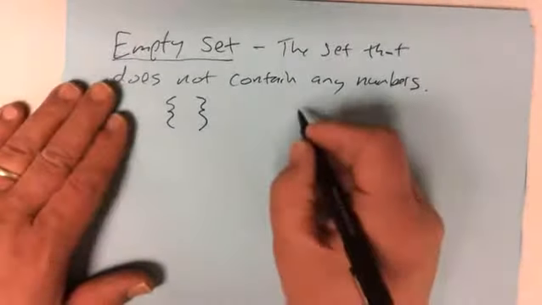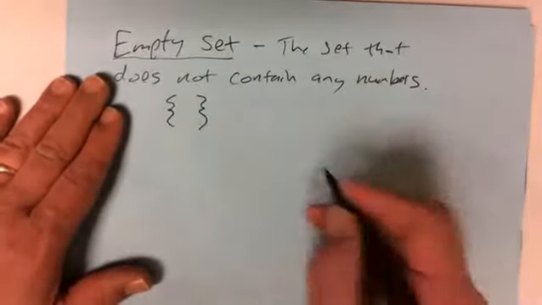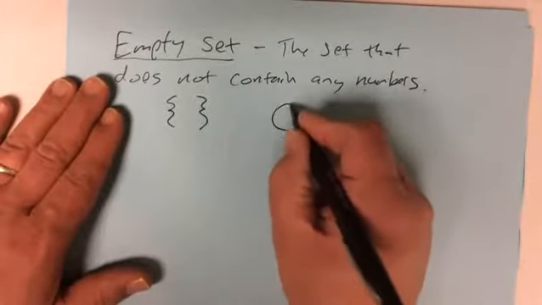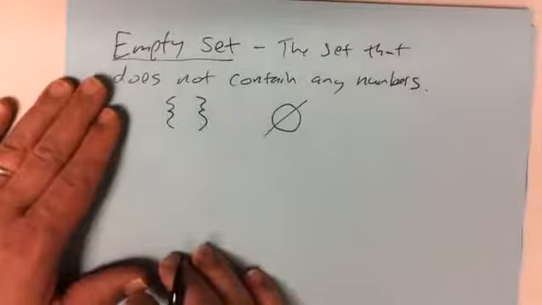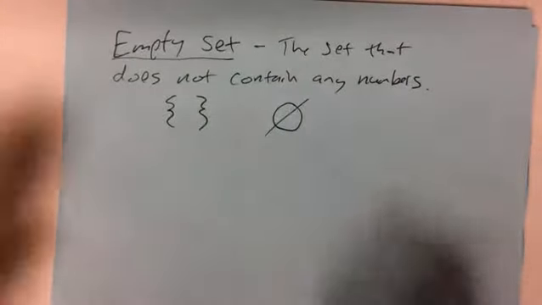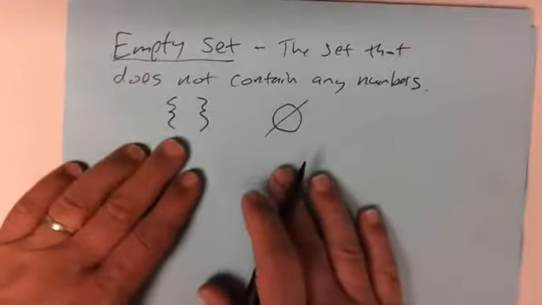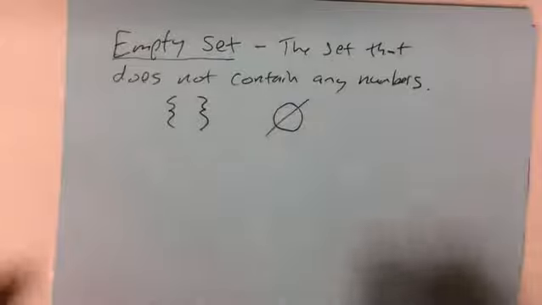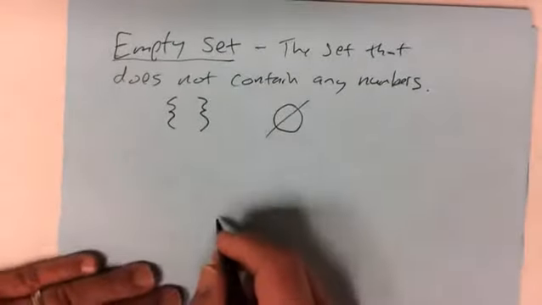Another way to denote it, and this is the way throughout math history, it was always denoted with a circle and a line through it, and they would call it the null set, and that's okay too. Okay, you could denote it this way or that way, and they both mean the empty set, and they both have a cardinality of 0.